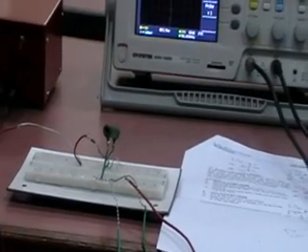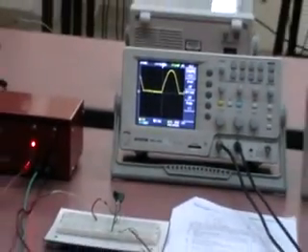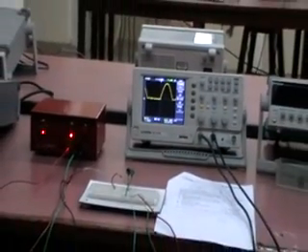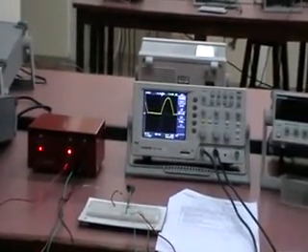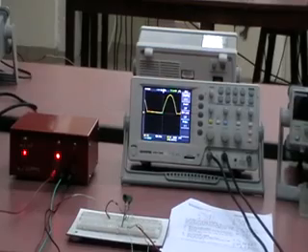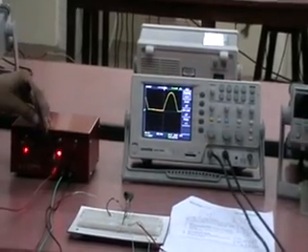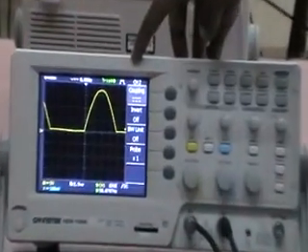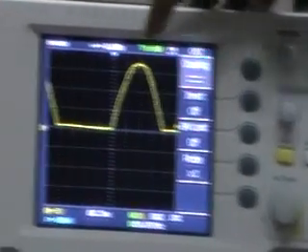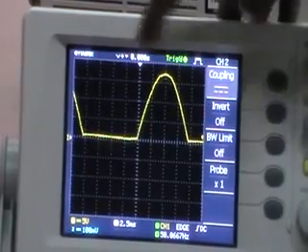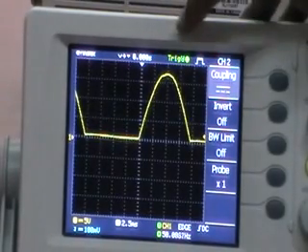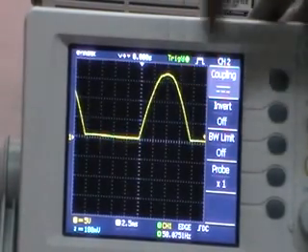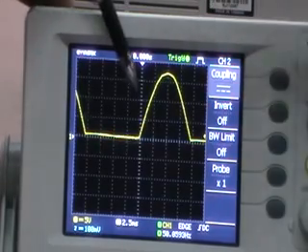Now the input is given, and we can observe the output. The input is given from the step-down transformer from this in-phase part. As you can see, it is directly given to this diode. Now we can see the output across the load resistance RL of 100 ohms. You can see that the rectification is done. So this is the half-wave rectifier. The positive cycle is the same as the input and the negative cycle is 0.